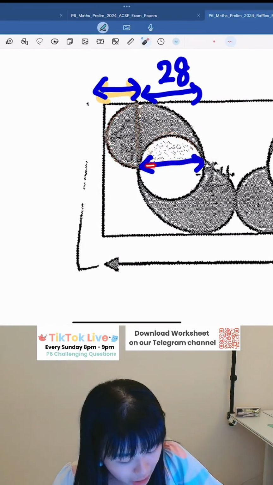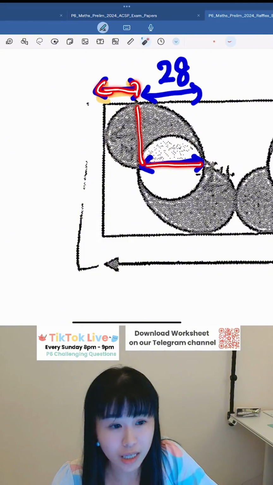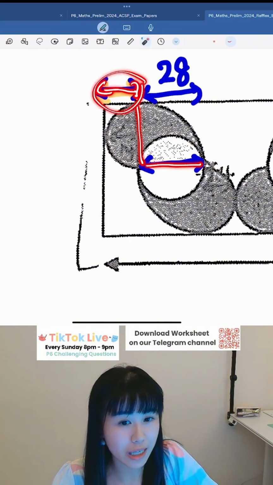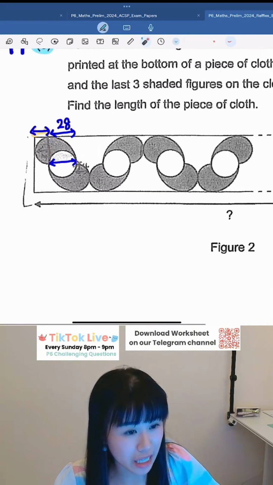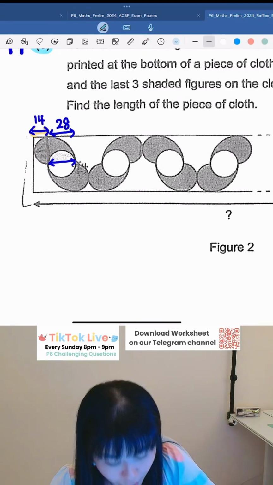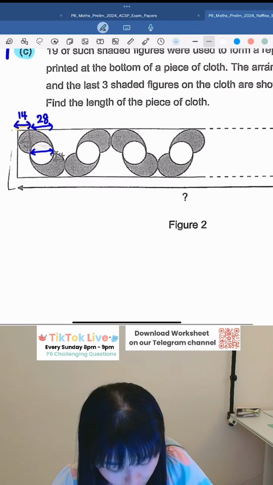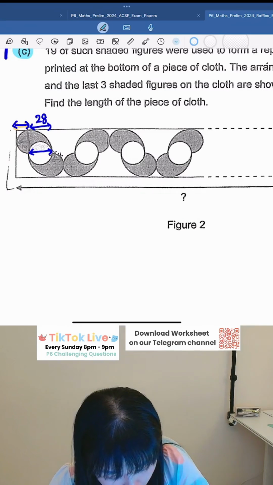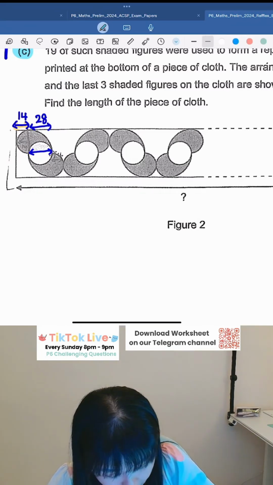So if the diameter is 28, what is the radius, everyone? What is the radius here? Yes, it's 14, right? So you mark it out 14 here also. Okay, so then, what else?